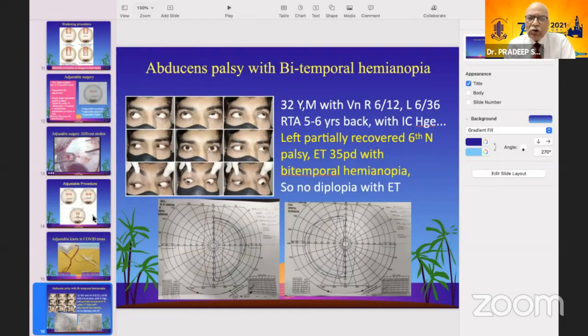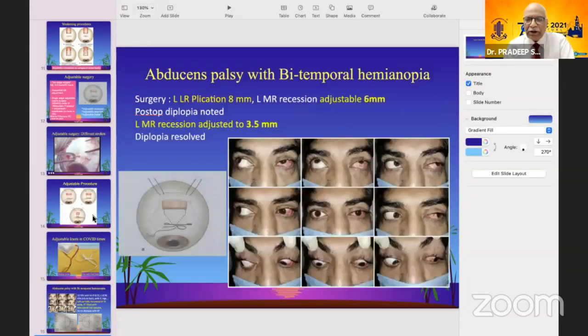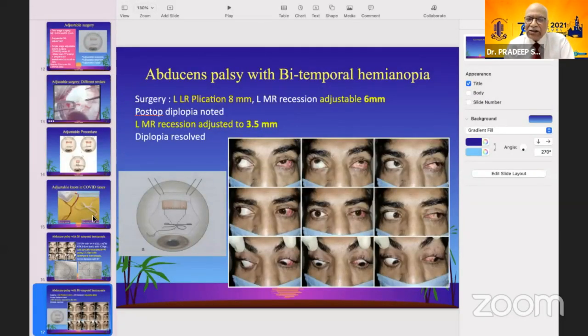Just an example to show, this was a case of abducens palsy with bitemporal hemianopia. It was very critical in him to adjust, because he wanted the esotropia, which was 45 prisms, to be corrected, but he also had a bitemporal hemianopia. So if we had a slight overcorrection, he would complain of diplopia. In this case, I did the LR plication of 8 and the medial rectus recession adjustable on 6 mm. And we found that we had to bring it forward to 3.5 mm. Such patients who are very critical or tricky need an adjustable procedure.